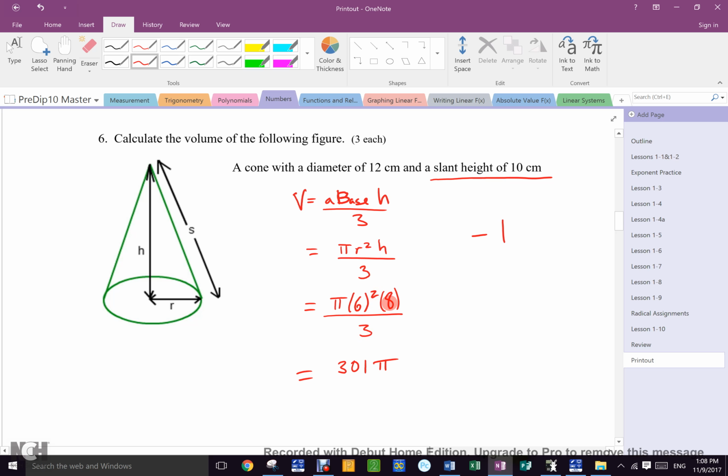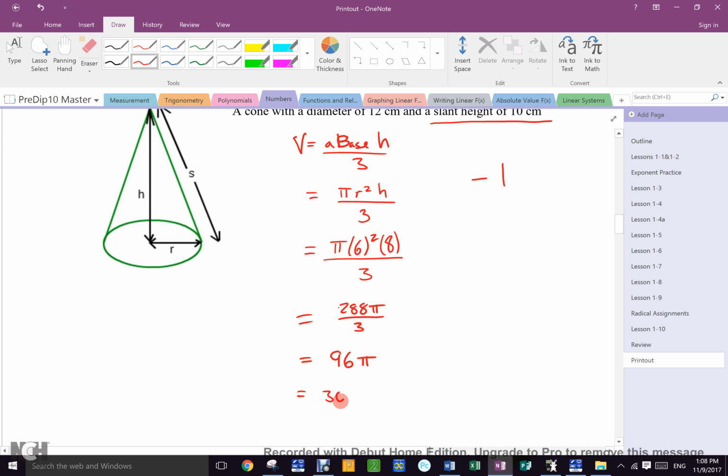36 times 8. 8 times 30 is 240. 8 times 6 is 48. 288 pi. 288 pi over 3 is 96 pi, or 301.6-ish centimeters squared. That's really funny. I was completely off. Oh, it's volume. Yeah, sorry.